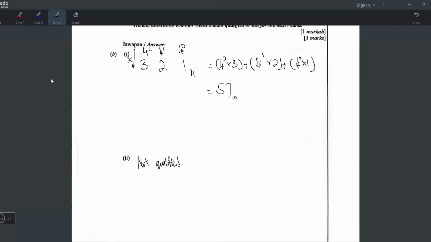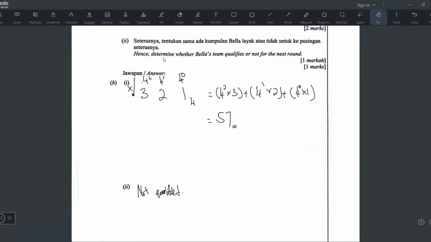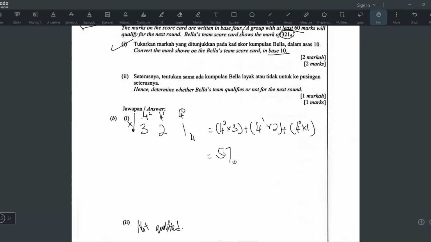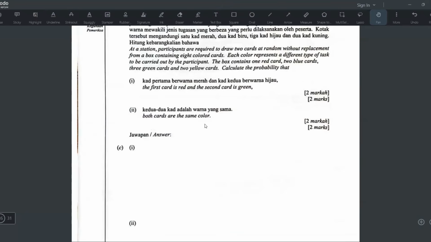And the question never really asks for the reason. They just write "determine whether", and also 1 mark. So you just write layak or tak layak. So it's tak layak, not qualified. And the reason is because the 57 is less than 60. All right, that's all.